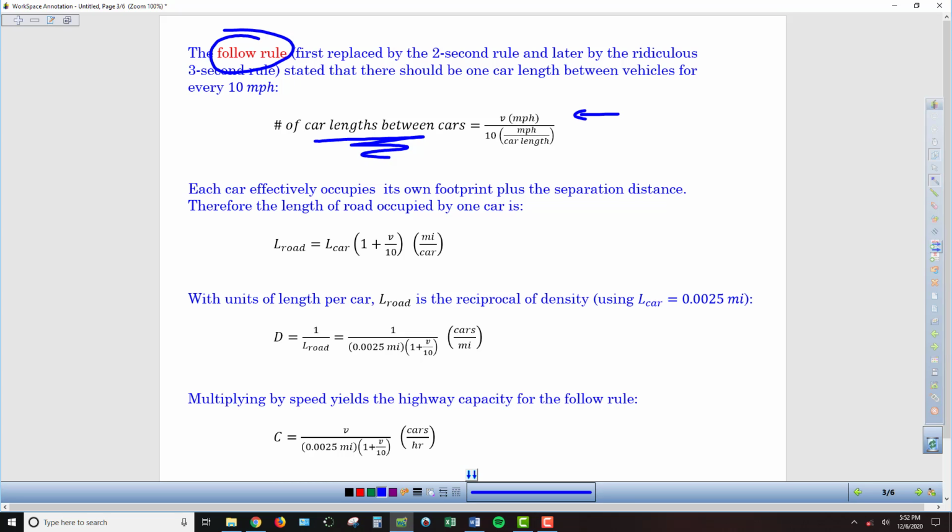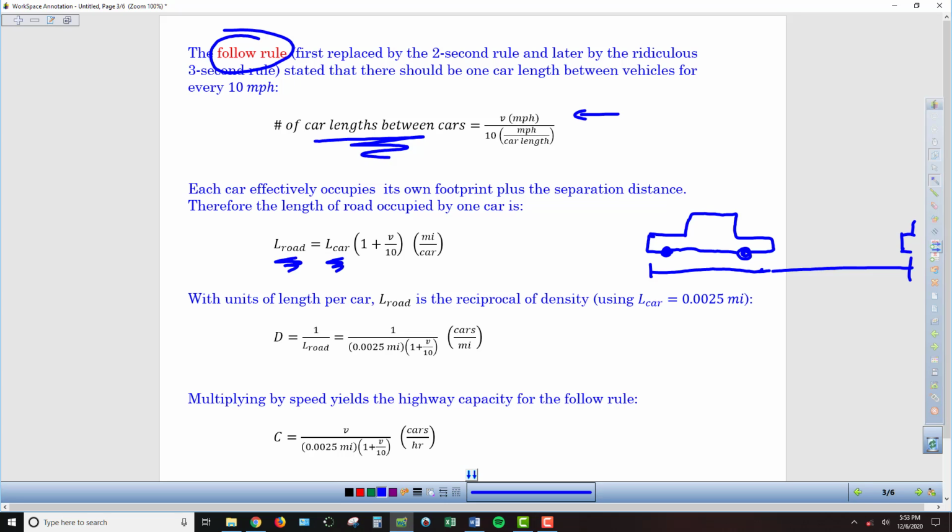So each car effectively under these circumstances occupies its own footprint. So if we have our car here, thank you very much for your compliments on my artistry, but we have the footprint of the car plus whatever space there is in front of the next car. So this is the footprint that a car occupies. So that footprint, the amount of space that it takes, we'll call that L road. So the length of road that it occupies.